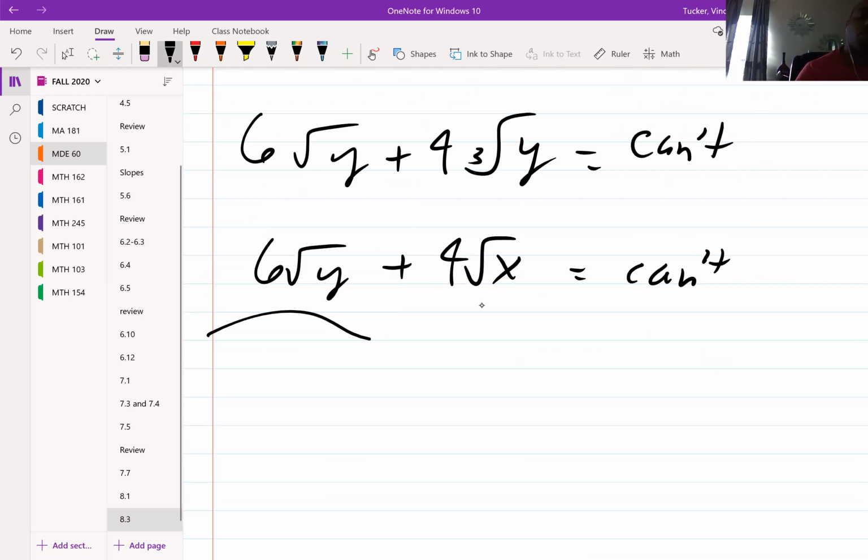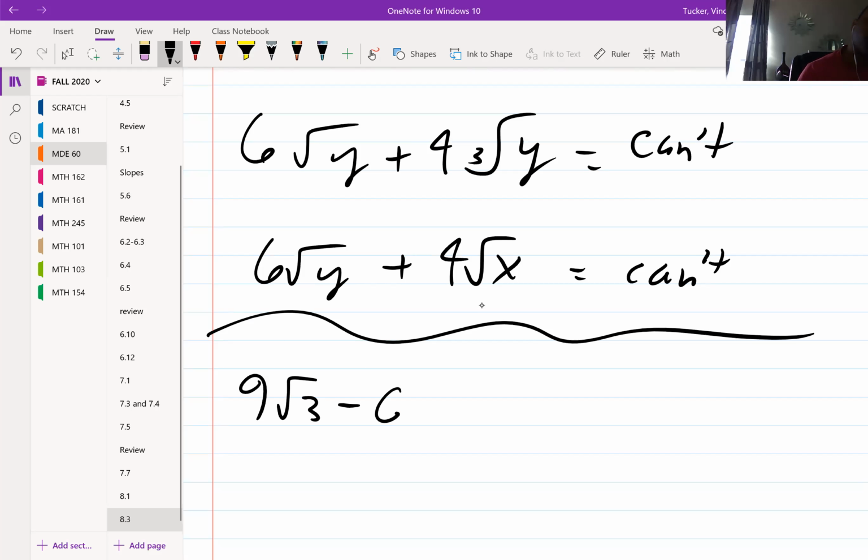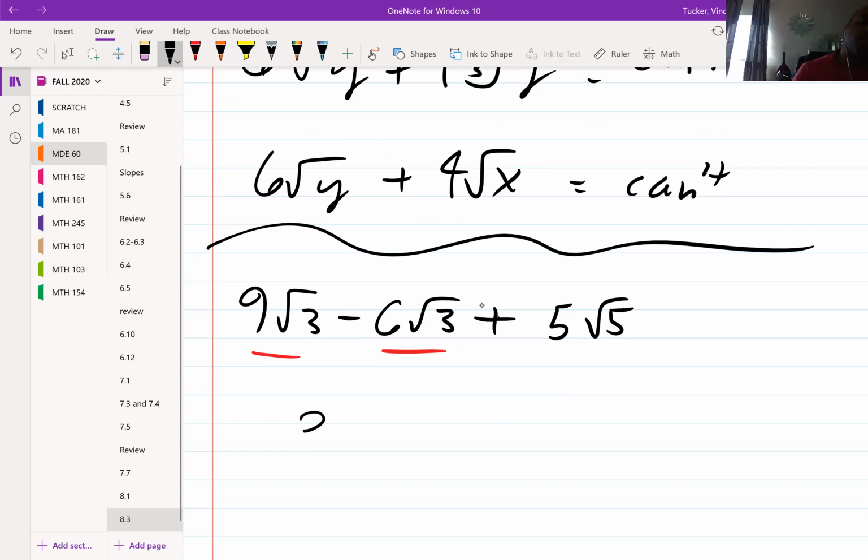All right, so if I have 9 square root of 3 minus 6 square root of 3 plus 5 square root of 5, it's just like combining your like terms. The only ones that I can combine are these two. So 9 minus 6 is 3. That's 3 square root of 3 plus 5 square root of 5. Once again, we're talking about adding and subtracting.